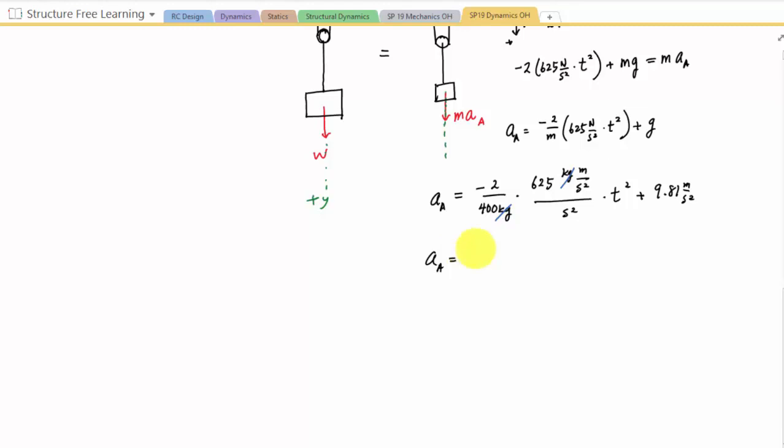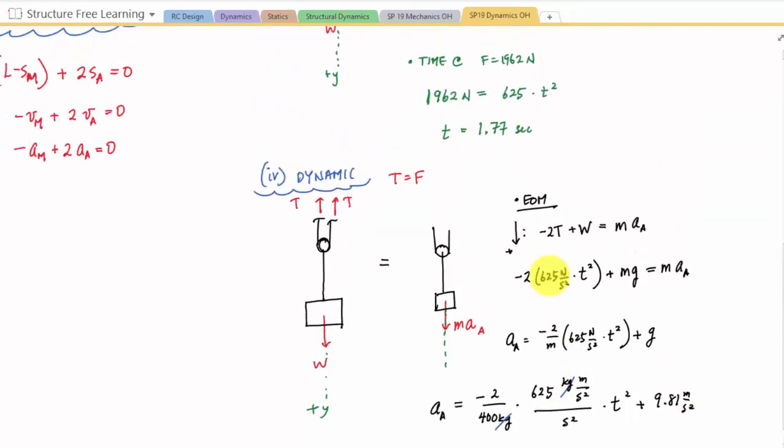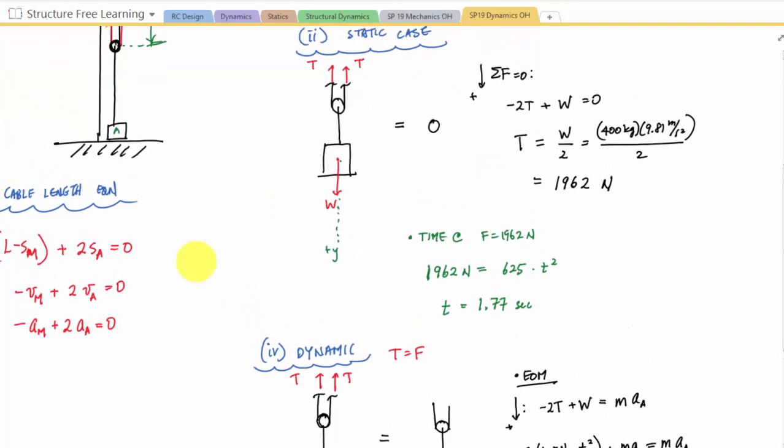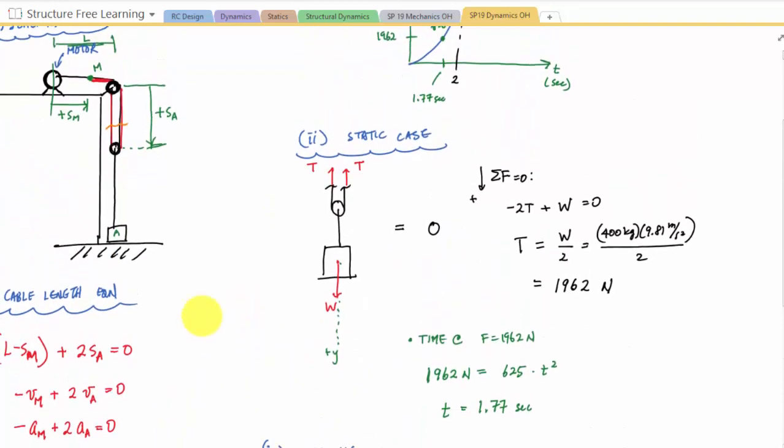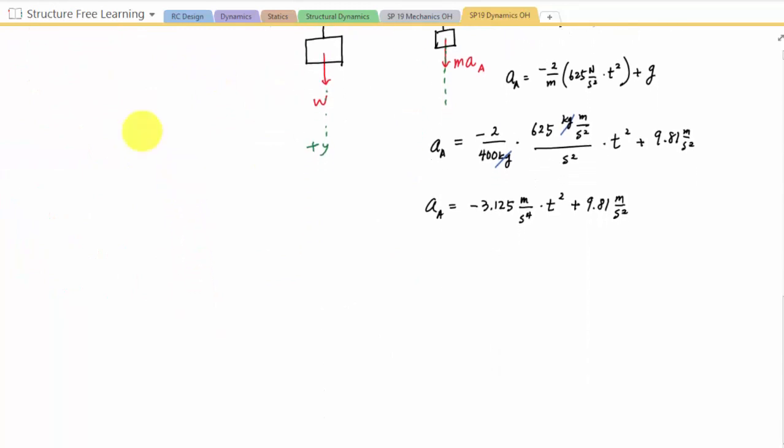It would be negative 3.125 meters per second to the fourth times t squared plus 9.81 meters per second squared. That's pretty good, right? And so that means I have the acceleration as a function of time for the particle at A.